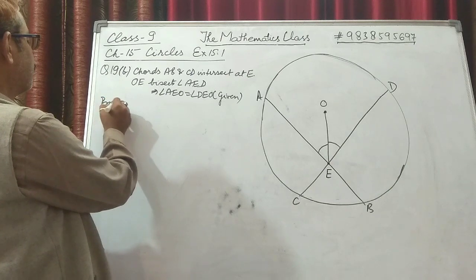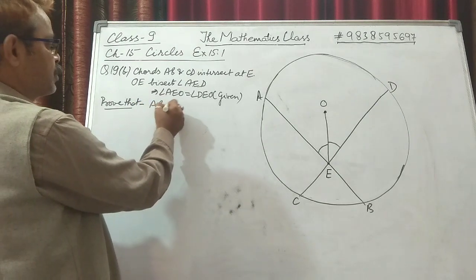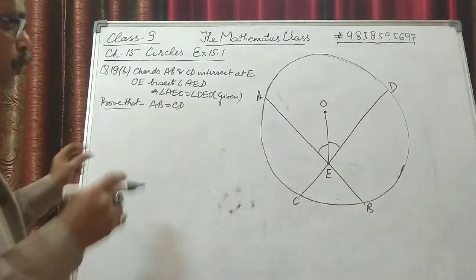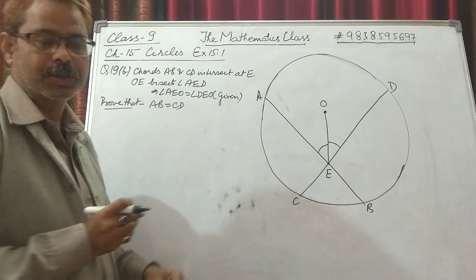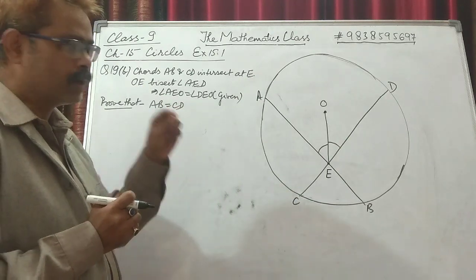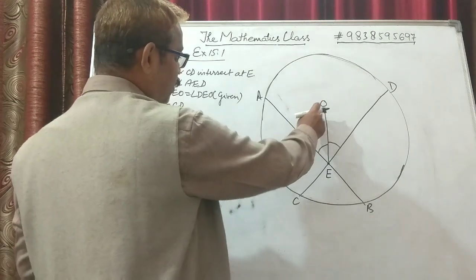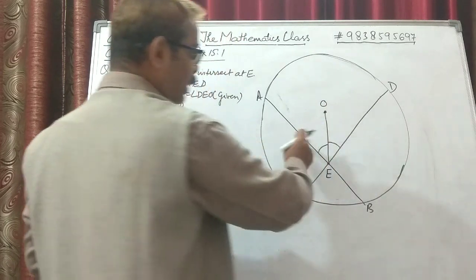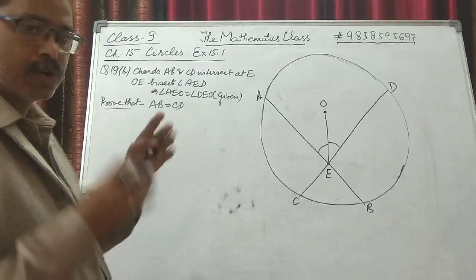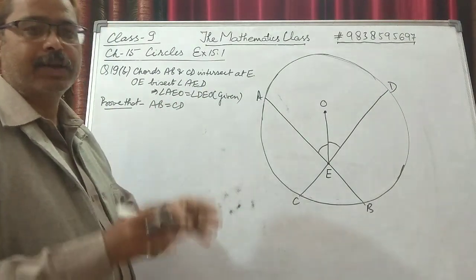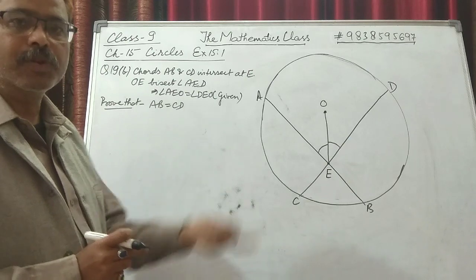What we have to prove is that AB is equal to CD, meaning the lengths of these chords are equal. So how can you prove them? We know a theorem that equal chords are equidistant from the center. It means if I draw a perpendicular on this chord as well as this chord, and if I prove that these perpendiculars are equal, then the length of the chords will also be equal, because equal chords are equidistant from the center.